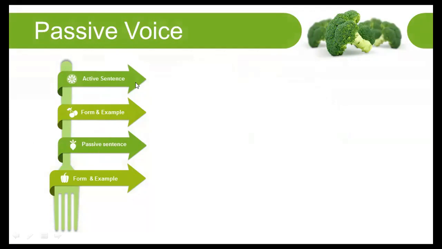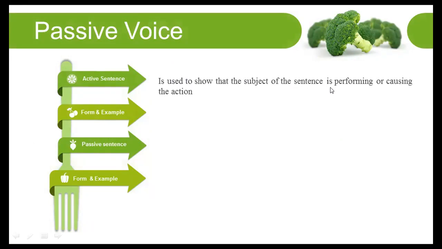And what is the active sentence? The active sentence is used to show that the subject of the sentence is performing or causing the action. That is the active sentence.